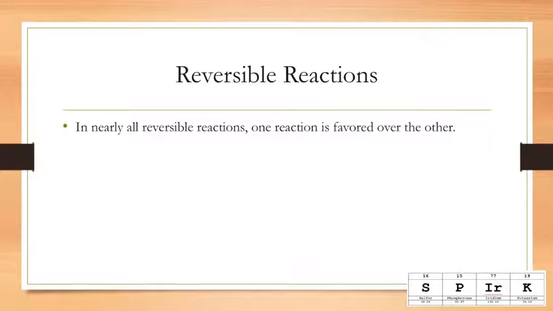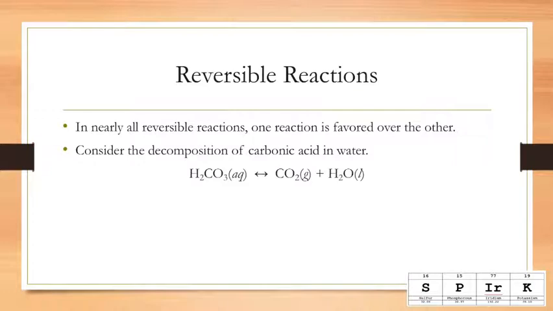In nearly all reversible reactions, one reaction is favored over the other. Consider the decomposition of carbonic acid in water. The forward reaction is spontaneous and releases free energy. However, the reverse is non-spontaneous, so carbonic acid decomposes to CO2 and H2O spontaneously. That occurs, but we cannot combine CO2 and H2O and just assume that we will get carbonic acid.